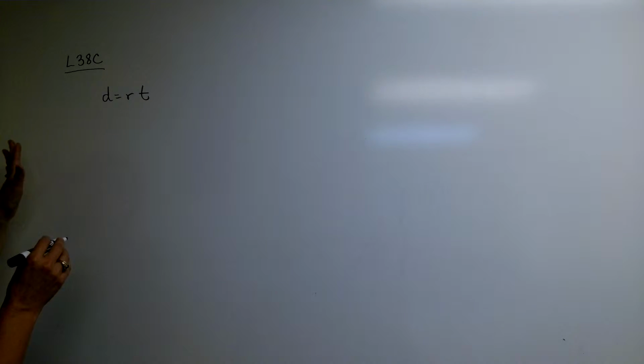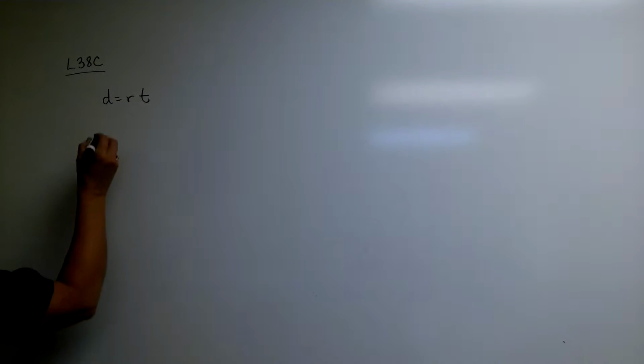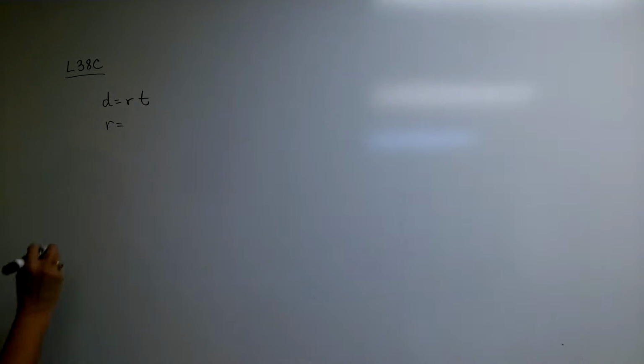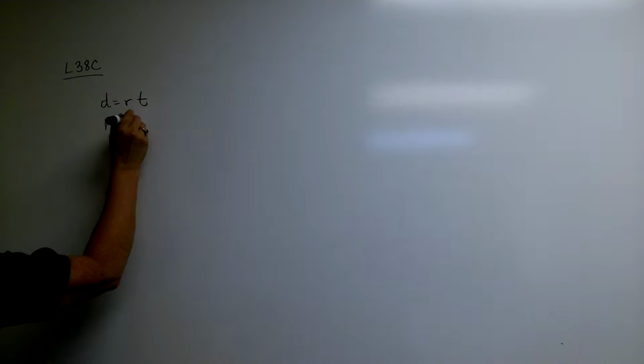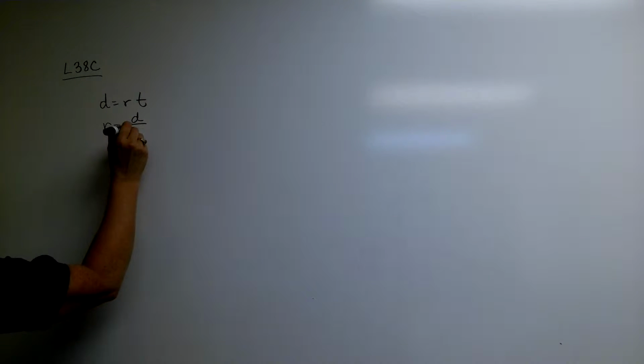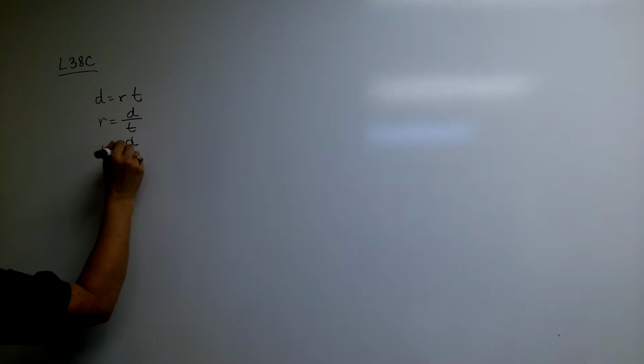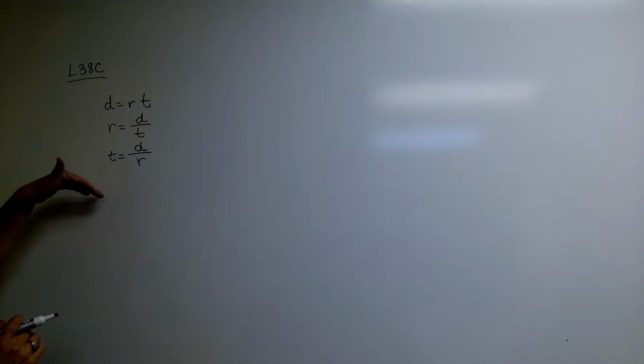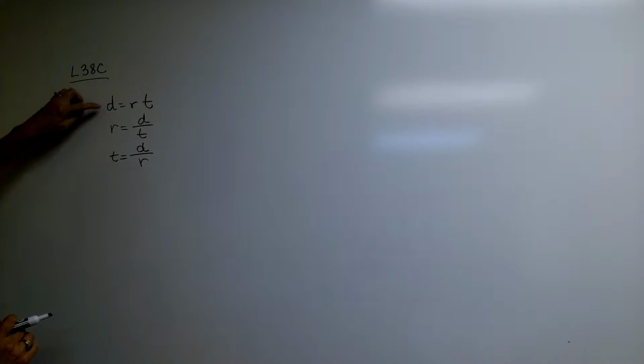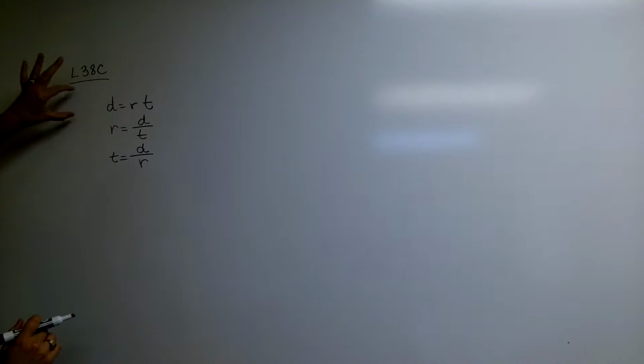If the distance is equal to the rate times the time, then that means we can calculate the rate by taking the distance we travel and dividing it by the time that we travel. Or we can calculate our time if we take the distance and divide it by the rate. All three of those statements are true. They're all three based on this same concept right here.